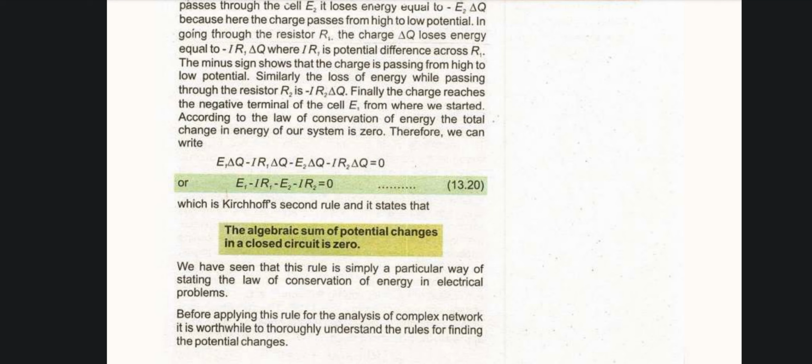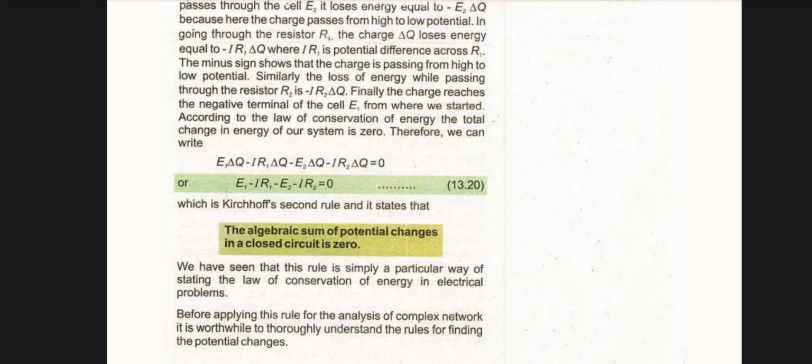In going through the resistor R1, the charge delta Q loses energy equal to minus IR1 delta Q, where IR1 is the potential difference across R1. The minus sign shows that the charge is passing from high to low potential. Similarly, the loss of energy while passing through the resistor R2 is minus IR2 delta Q. Finally, the charge reaches the negative terminal of the cell E1, from where it started.